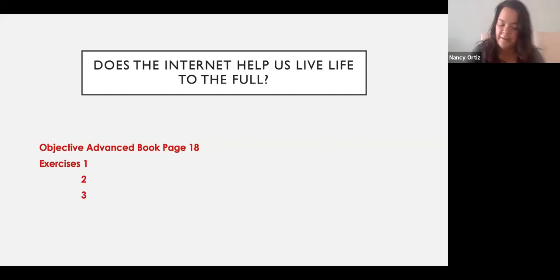Very good. Okay. So this is how we read the article. Okay. Main ideas. How does the internet help us live our lives to the full? What do you think is the answer to this? Based on the article, how does it help?